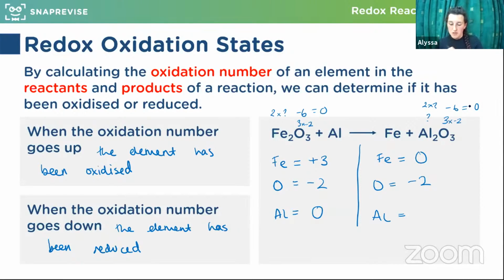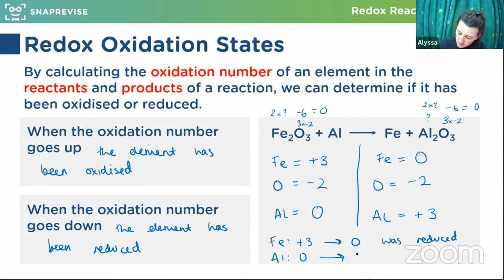So our aluminium has gone to be +3. That has changed. Good. So what are our change in oxidation states? Fabulous. Iron has gone from +3 to 0, so its oxidation number has reduced. So Fe was reduced. And aluminium has gone from 0 to +3. So aluminium was oxidized. Really good.